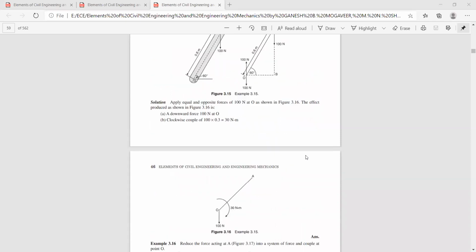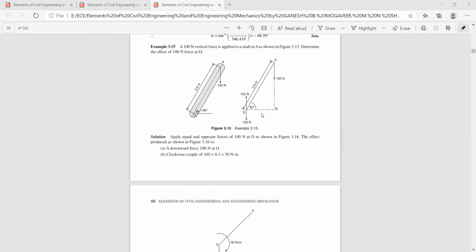Now you can see here. So the effect produced at point O is 30 Newton meter. So this is a couple. The problem is on couple. So couple is nothing but two equal, parallel, opposite forces give rise to a couple. Now here, this angle is 60 degree, this angle is 60 degree. So now a downward force of 100 Newton at point O. So I have to take a downward force of 100 Newton at point O, and a clockwise couple of 100 into 0.3, that is equal to 30 Newton meter.